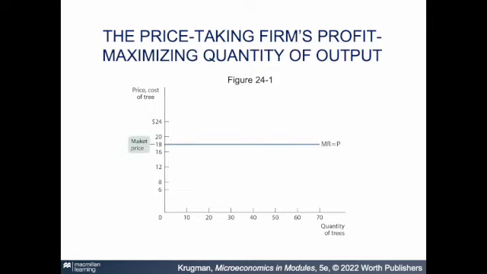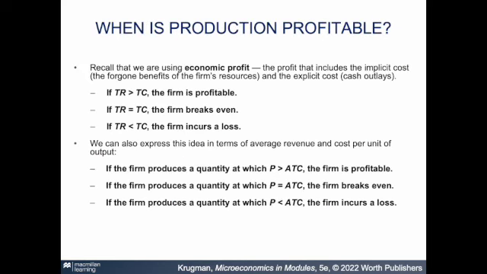9. When is production profitable? Recall that we are using economic profit, the profit that includes the implicit cost, the foregone benefits of the firm's resources, and the explicit cost, cash outlays. If TR greater than TC, the firm is profitable. If TR equals TC, the firm breaks even. If TR less than TC, the firm incurs a loss.